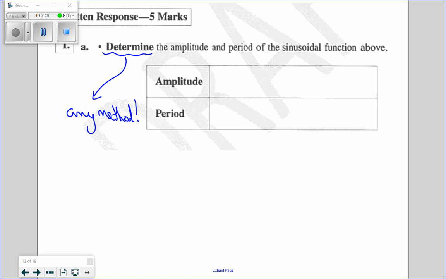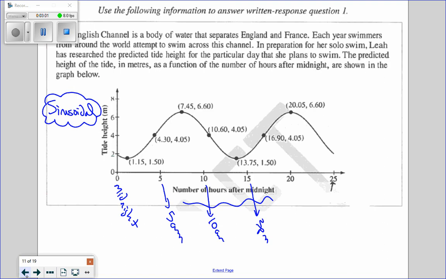Okay. So when it just says determine, it doesn't say determine algebraically. It doesn't say determine using formulas. You can use whatever method. So you can use the formula. You can just use your reasoning. So amplitude, okay. Use these numbers right here. So this right here means that this is 7.45 and this is 6.60. And this one is 1.15 and 1.50.